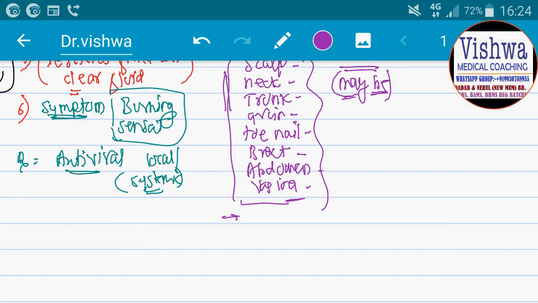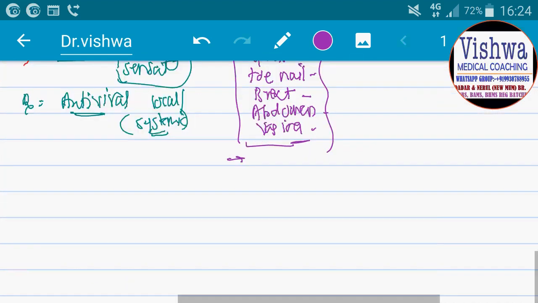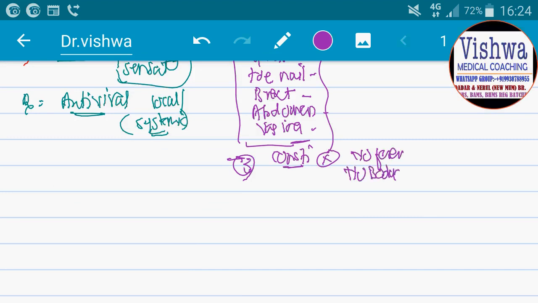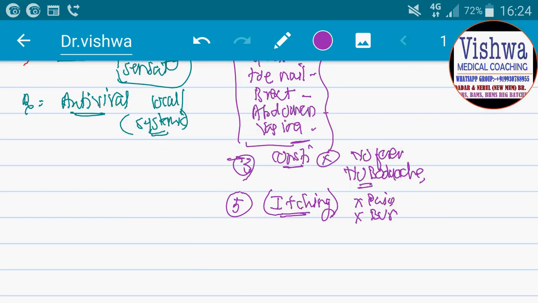Coming to the next feature. This was the second point. Let's say the third point: do we have any constitutional symptoms? No. That means no fever, no body ache, or anything else. Fifth important point is the clinical feature. The most important feature is itching. So no pain, no burning. The main feature is itching in nature.